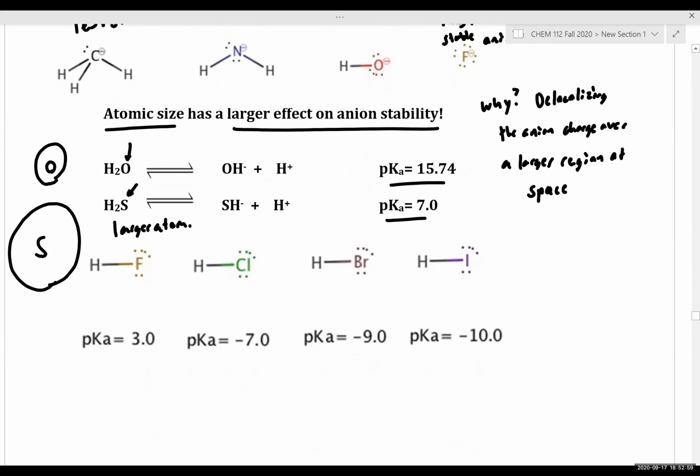And we see this as well if we look at hydrofluoric, hydrochloric, hydrobromic, and hydroiodic acid. As we see, when we have a larger atom, we have a more acidic proton.